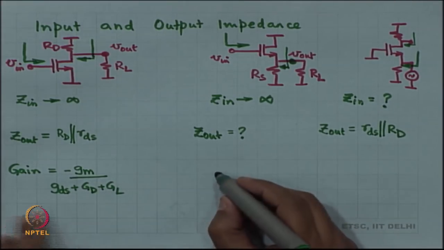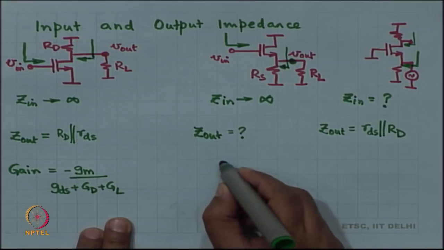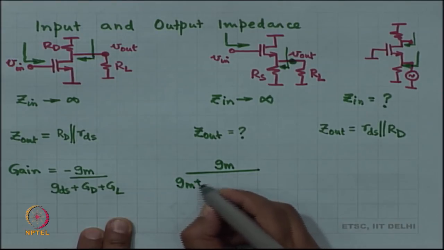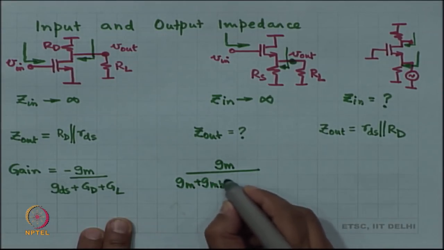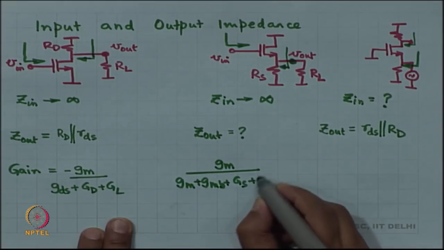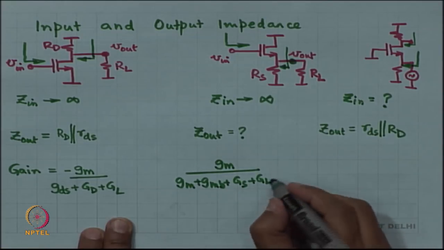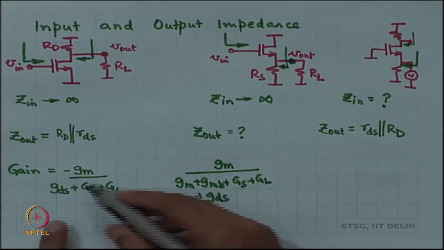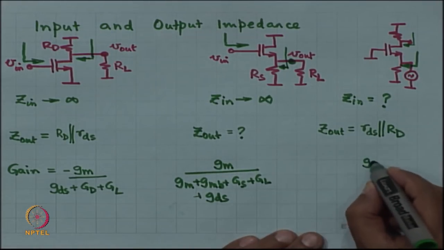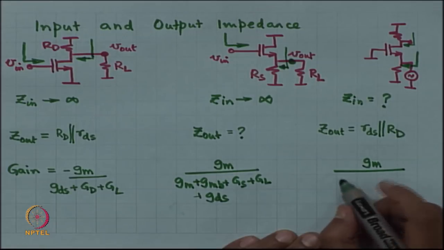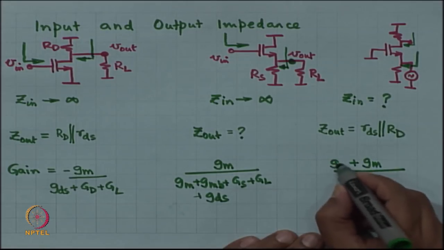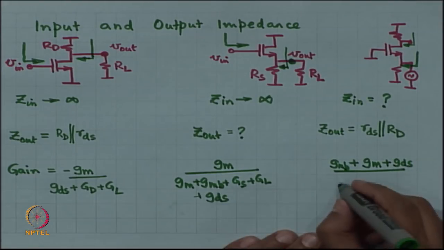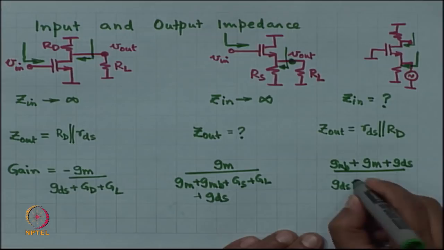Here the voltage gain was G M by G M plus G M B plus G S plus G L plus G D S. Here there was a voltage gain which is more than that, G M by G M plus G M B plus G D S by the same denominator as common source.